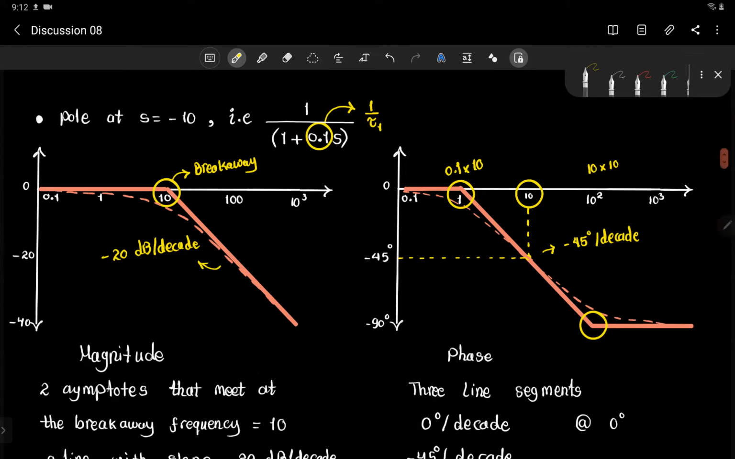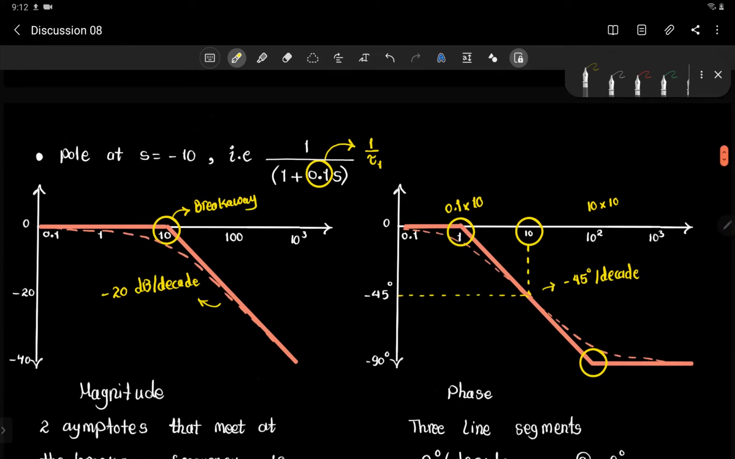So these segments are called the asymptotes of the Bode plot. The Bode plot is not exactly on them, but rather it tries to approximate them, or it approaches them in the limits. So the actual Bode plot is something like this dashed line.